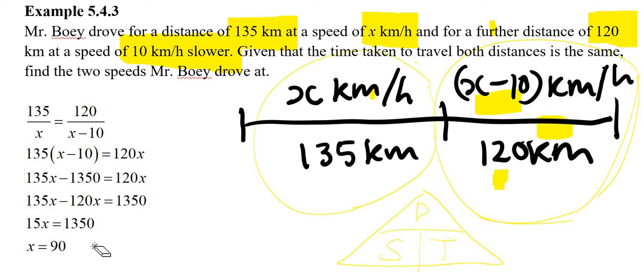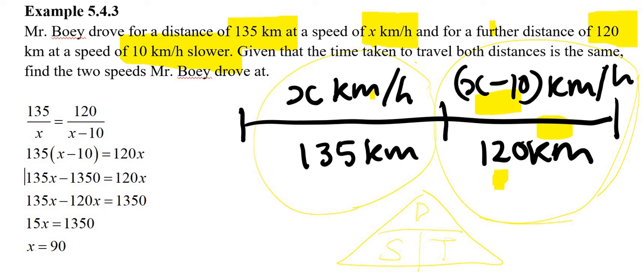But this is not all, because they want you to find the two speeds at which Mr. Boy drove. So what is the second speed? The second speed is actually x minus 10. So that's 80 kilometers per hour.